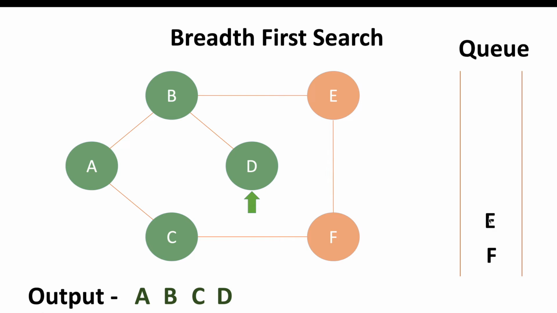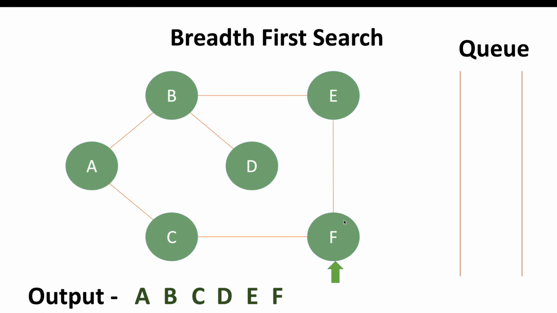Now the next in our queue is E, so we'll traverse E, put it in our output list, mark it as traversed, and dequeue it. And then last in our queue is F, so we'll put it in our output list, mark it as traversed, and dequeue it. So this is how we do breadth first search. We do it level wise. Instead of going into the depth of each node, we traverse each node's neighbors first and then go to the next level, meaning the children of those nodes. So breadth first search is done level wise.